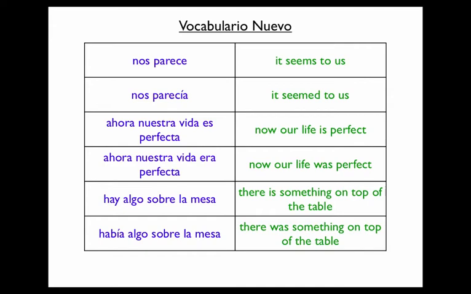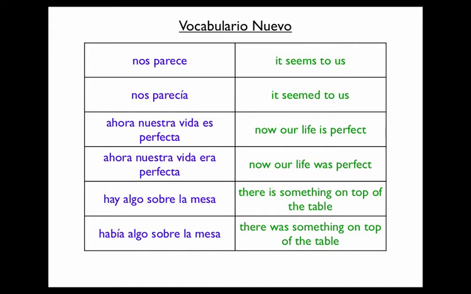Ok, muy bien. Nos parece means it seems to us. Nos means to us. Parece means it seems. It's got the peer part of appear from English. So nos parece, it seems to us. Nos parecía, it seemed to us. Remember, nos means to us, and parecía means it seemed.